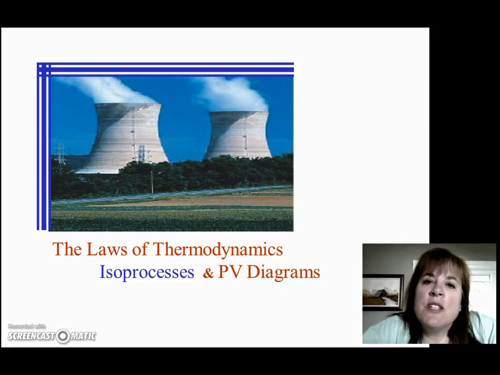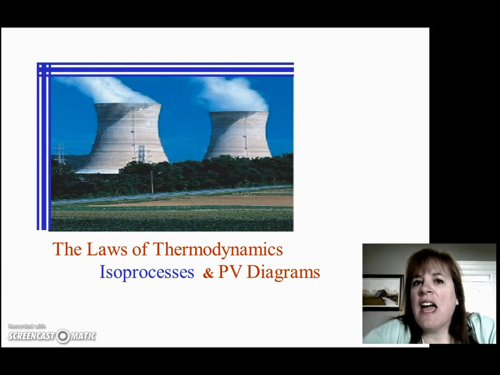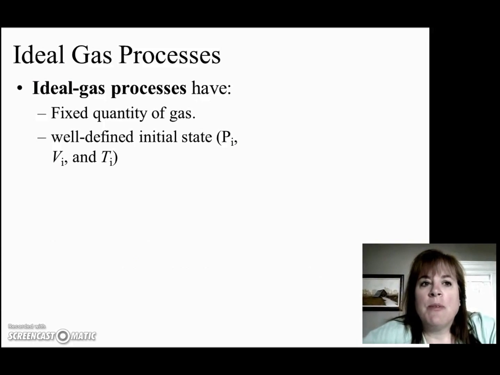In our last video we talked about what causes pressure in an ideal gas and the things we could do to change that. We're going to take it a step further today and look at pressure volume diagrams. So pressure volume diagrams show ideal gas processes.